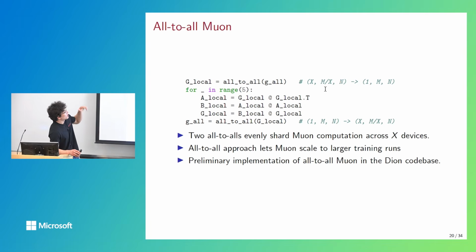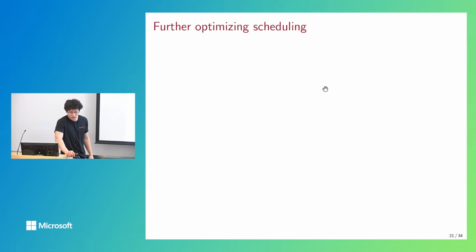The implementation of this all-to-all Muon, you can find in the Dion codebase, and I'll talk about this a little bit more later. Okay, so this is basically how you can scale this matrix computation across these distributed training strategies.